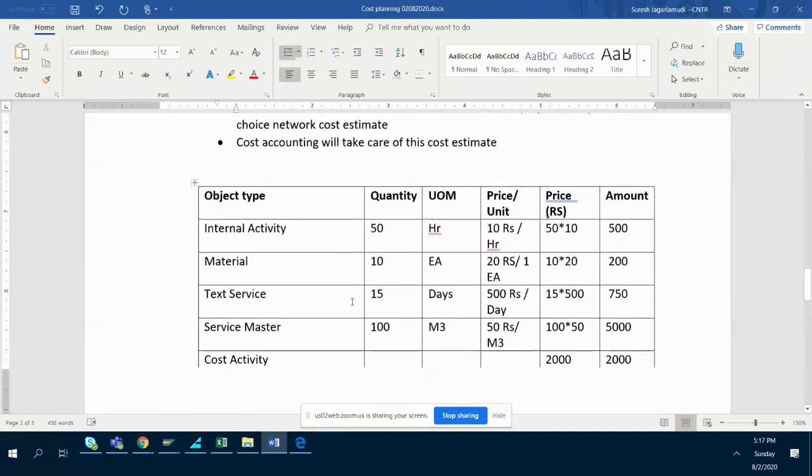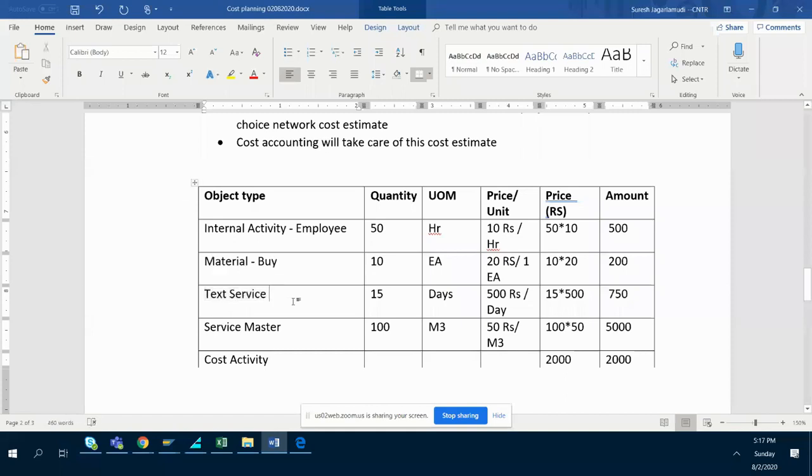Now, how to convert this to our network based? What does internal activity mean? Internal activity means every kind of work, maybe resource, machines, that is nothing but employee. Material, you buy directly, isn't it? That is why you are giving price. External, it is again.